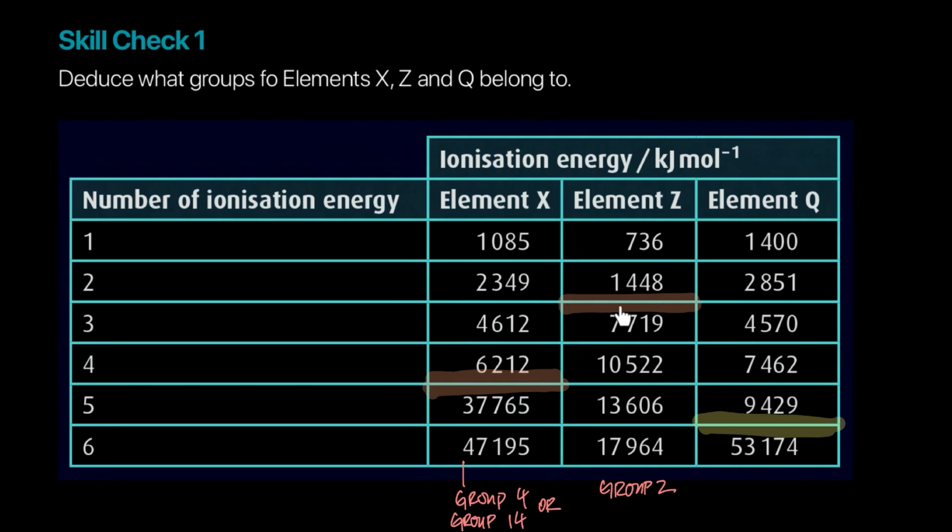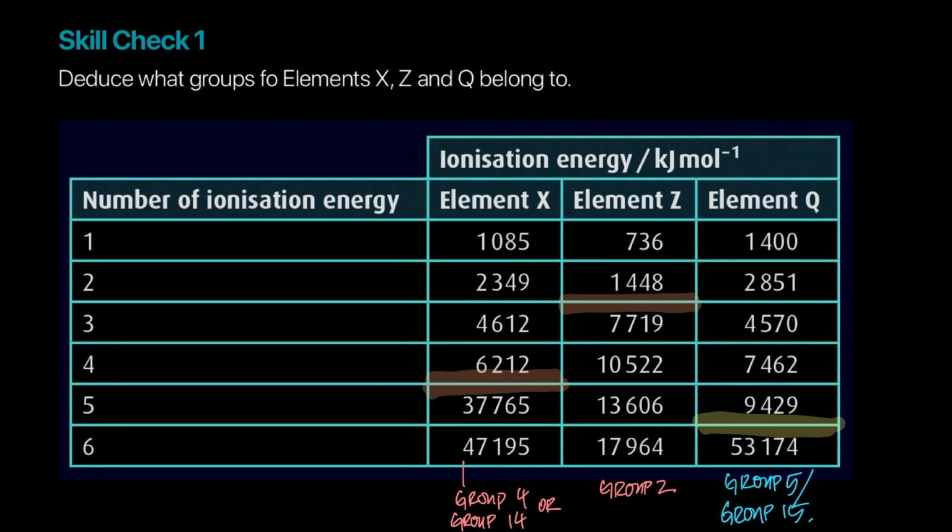And you're looking for the largest jump, by the way. That's what you're looking for, the largest jump in values. It tells me the group. In Q, the largest jump is between 9,000 and 53,000, which means these 5 electrons are from the outermost shell. If there are 5 electrons in the outermost shell, you are going to be from what group? Group number 5, also known as group number 15.